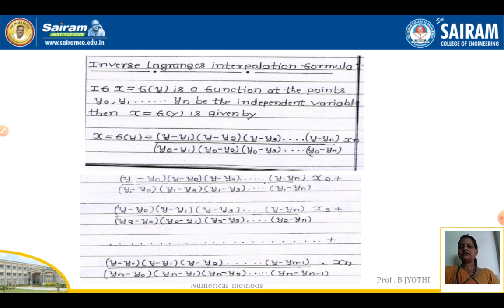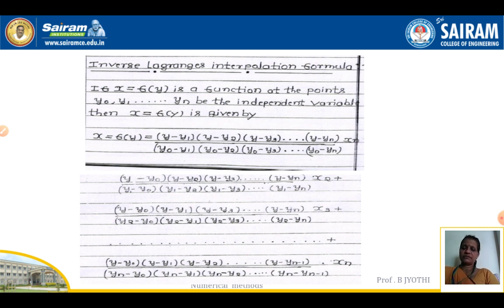Coming to the inverse Lagrange interpolation formula, it is the reverse of the first one. If x is equal to f of y is a function at the points y0, y1, etc., with y as the independent variable, then x equals f of y is given by (y minus y1)(y minus y2), etc., into x0, divided by (y0 minus y1), etc. That means it is the same formula we discussed in the previous slide, with x and y interchanged here.